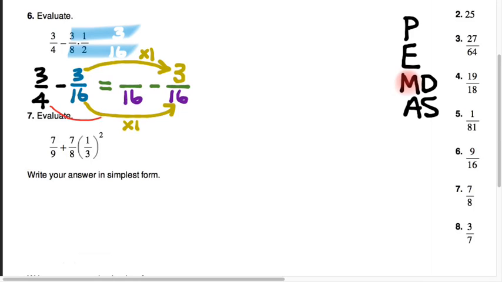So then the question is, how? So how have we turned 4 into 16? Multiply by 4. And therefore, what do we need to do upstairs? Multiply by 4. So 3 times 4, that's going to give me, for the numerator of my first fraction, 12.